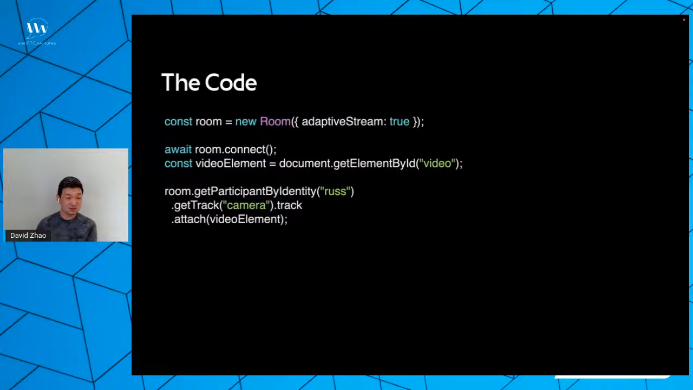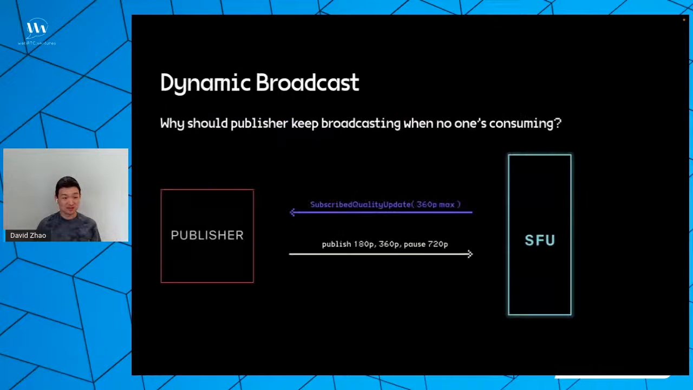So to use adaptive stream, all one has to do is just pass the flag adaptive stream equals true, and then bind to the video element. So this attach call allows our SDK to place all these different listeners and observers on top of the video element. Okay, so that's the subscriber side. Pretty simple so far. Let's flip on to the publisher side, right?